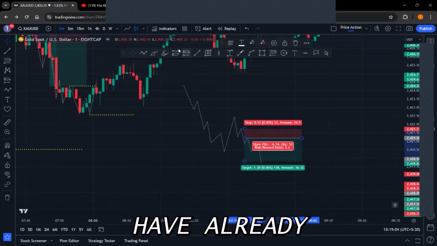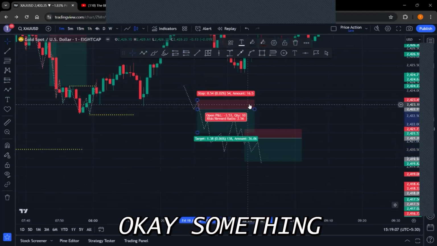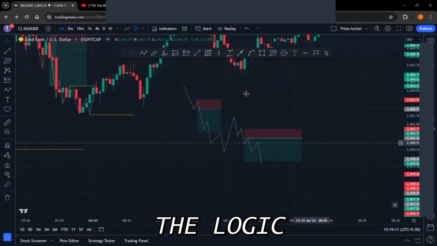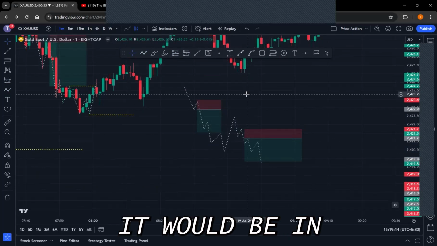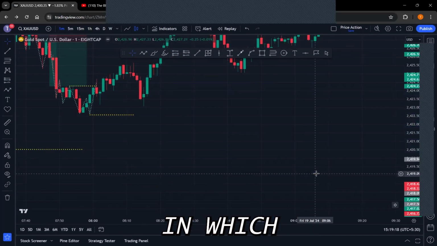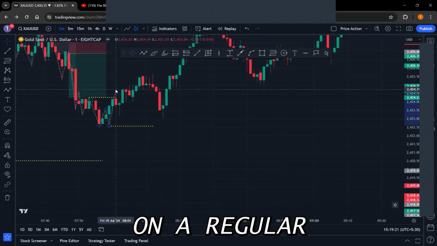So if I teach you over here, this is the major point where you can start trading again, even if you have already taken a trade from this level. Okay, something like this. So you have to understand very carefully. It's very easy, guys. I'm telling you, once you understand the logic and practice it with me in one-to-one live sessions, it's very easy, and I can show you hundreds of my accounts in which I have made hundreds of dollars of profit on a regular basis.